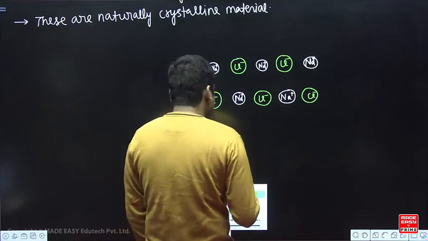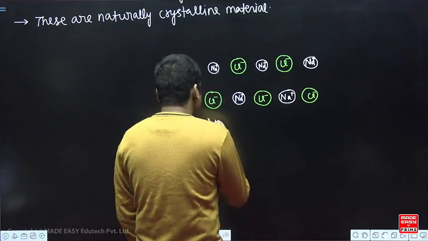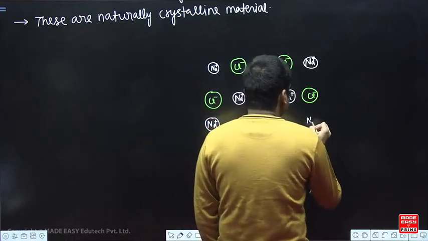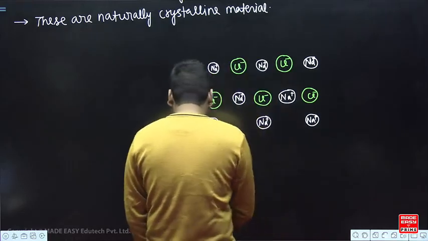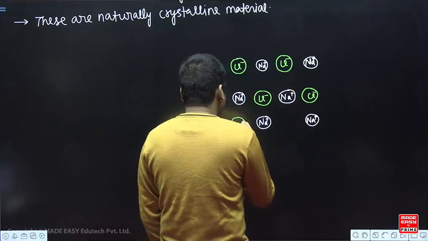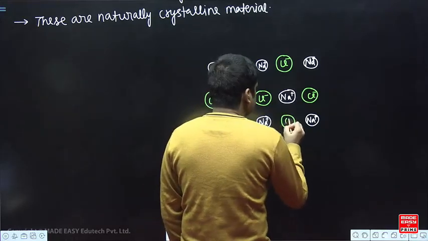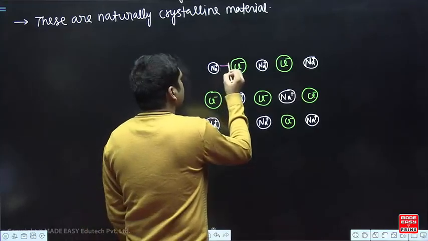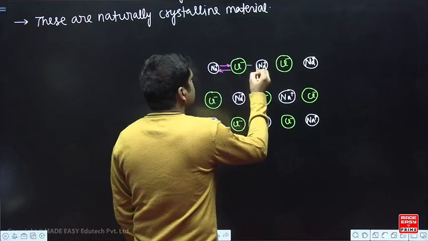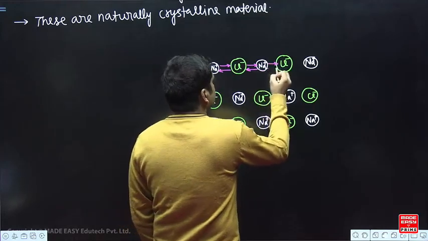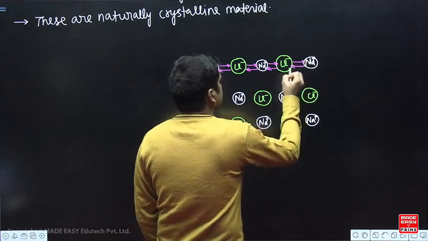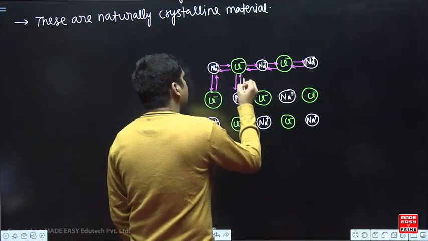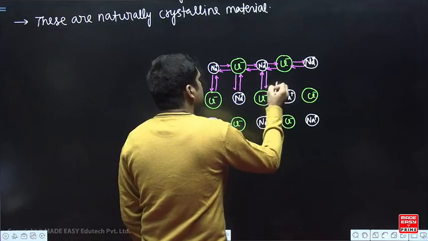Then again you will have here Na plus, Na plus, Na plus, and then Cl minus, Cl minus, Cl minus. What I want to show you is that this cation and anion attract each other. This cation and anion will attract each other. So these will also attract each other, they will also attract each other.